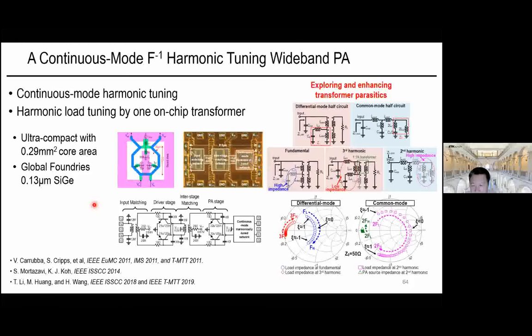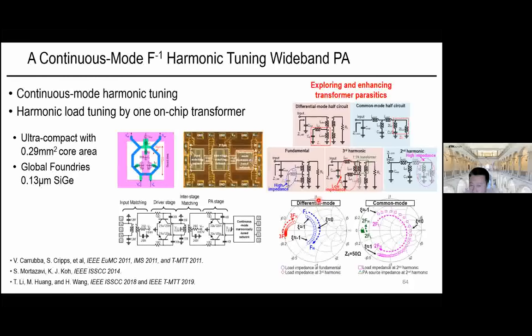The idea here is to leverage and engineer the passive effects of the transformer so that it can achieve the desired harmonic levels and terminations for the class F inverse operation. The figure on the right essentially shows the different harmonic terminations, and we can see that, yes, it achieved a wideband class F inverse implementation.